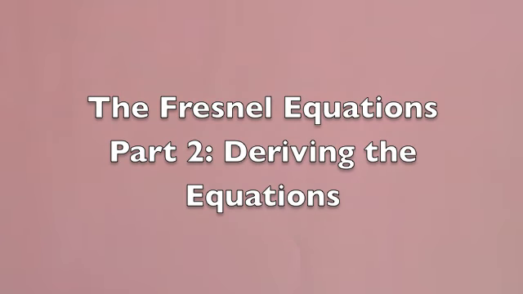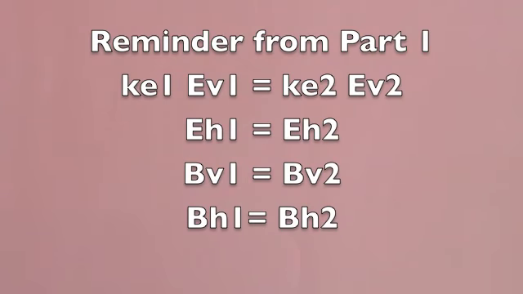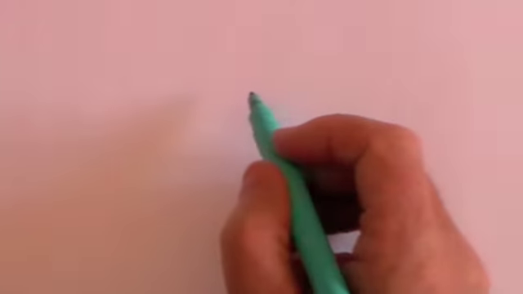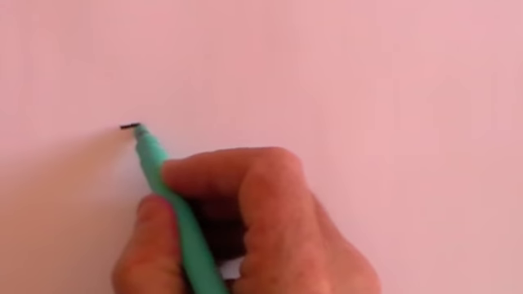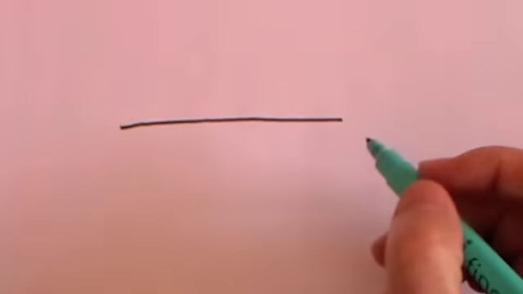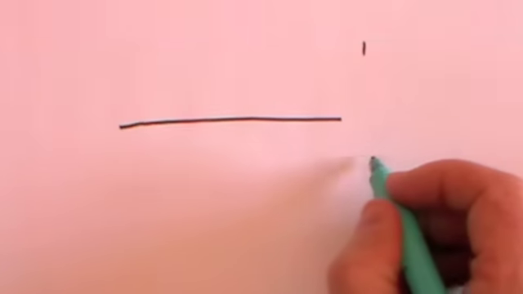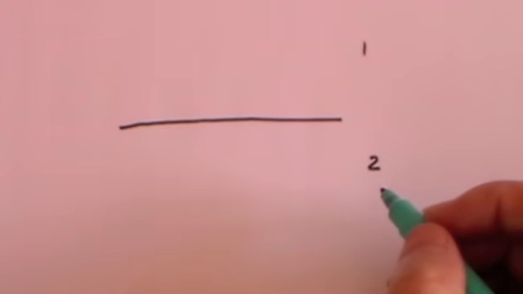Okay, so having done the four boundary conditions, that is, what is happening to the electric and the magnetic field vectors as they cross the boundary between medium 1 and medium 2, we're now ready to get the Fresnel equations underway. And I start by drawing a diagram which should be pretty familiar to everyone. Here is my surface once again between my medium 1 and my medium 2.